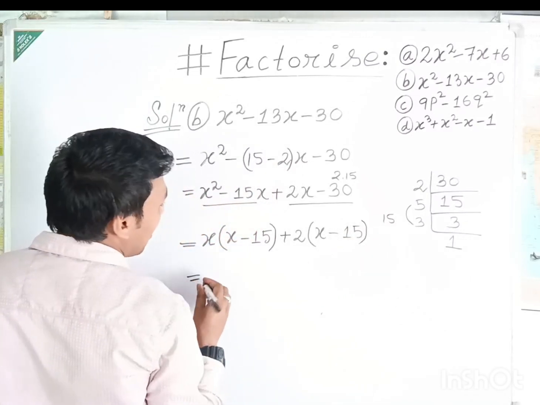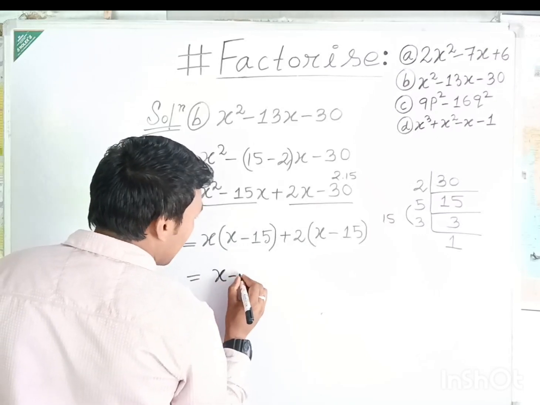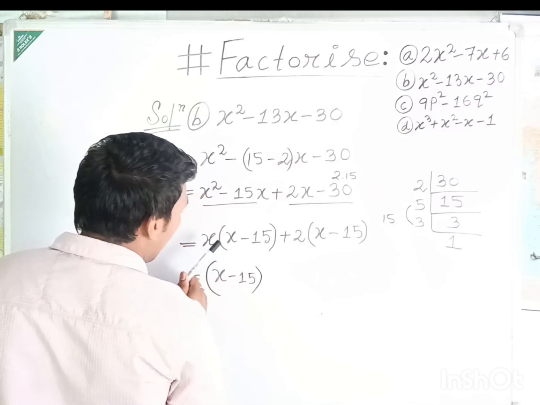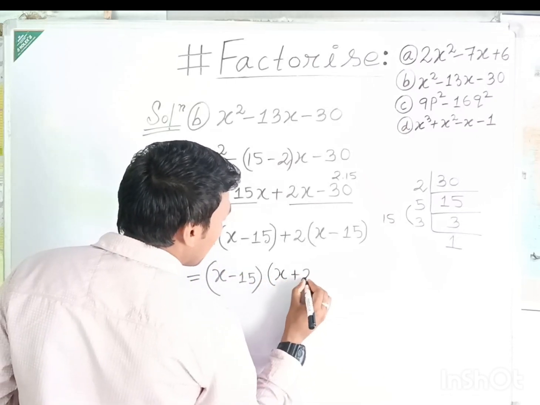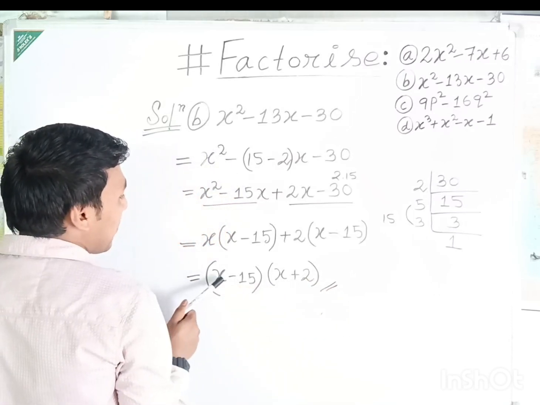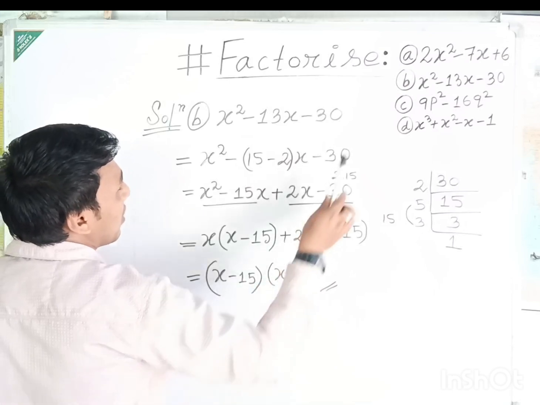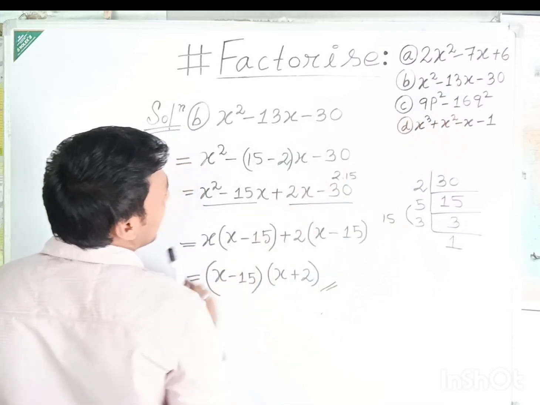Now in the next step, from these 2 common factors, write only one, x minus 15. And these you combine and write x plus 2. So this is the answer for this question number B. X minus 15 and into x plus 2. These two are the factors of this question number B, x square minus 13x minus 30.